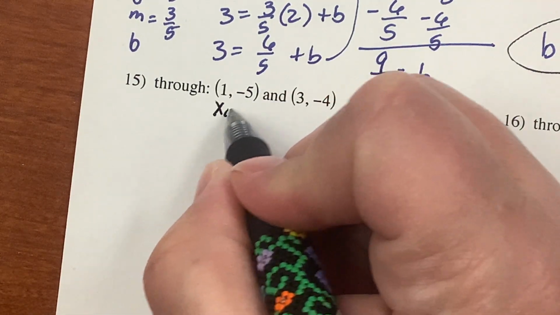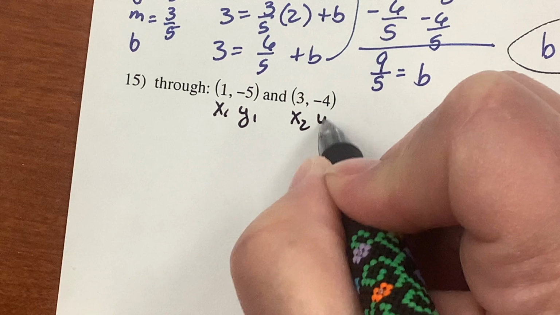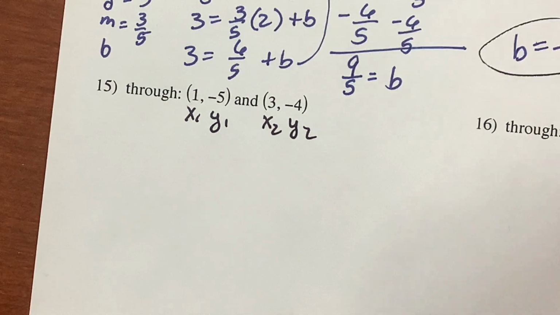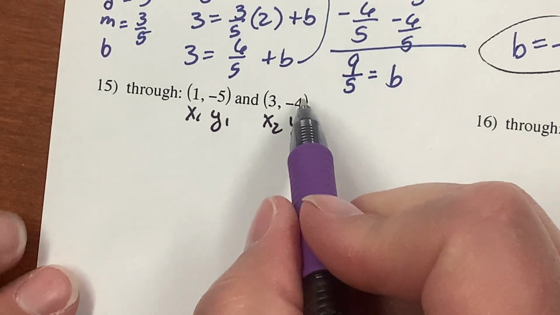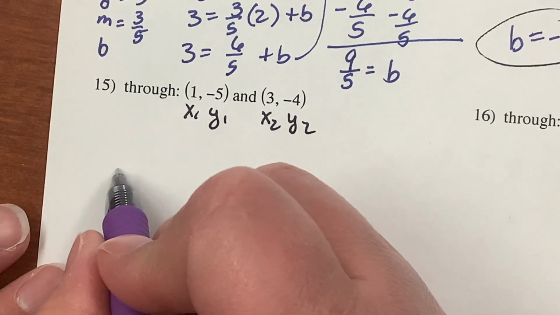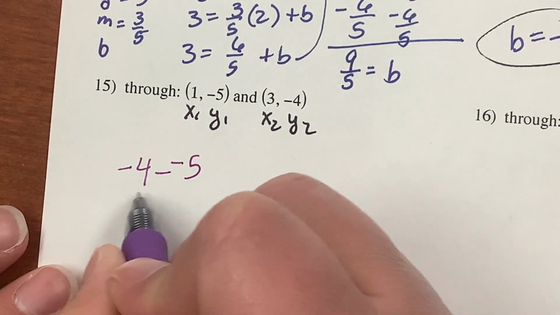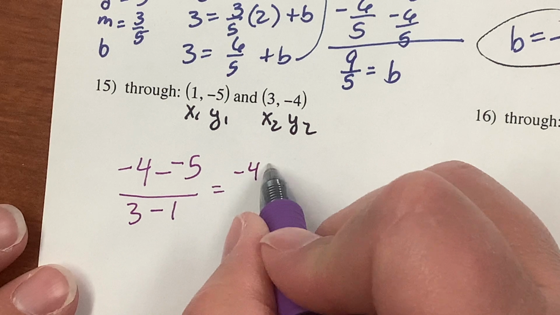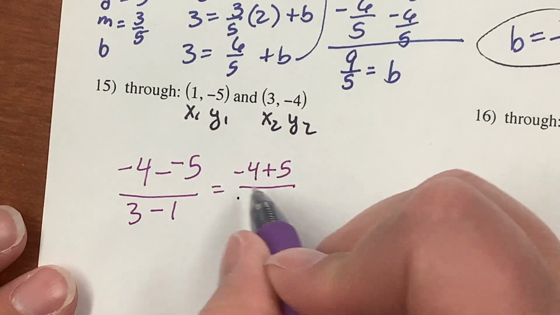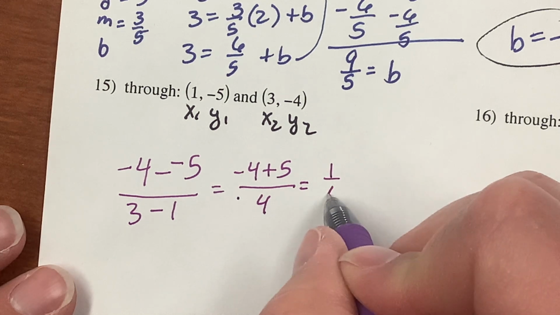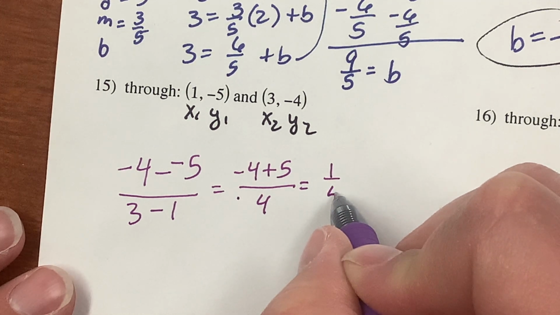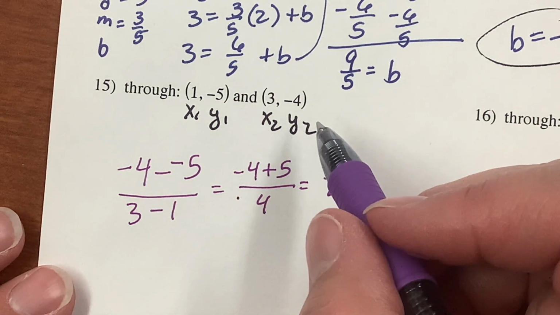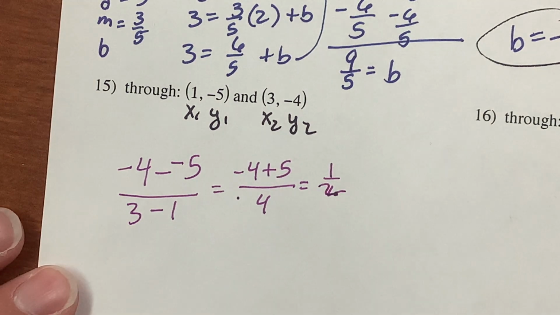Here we go. x1, y1, x2, y2. -4 minus -5 over 3 minus 1. -4 plus 5 over 3 minus 1 is 4. 1/4. Wait a second. 3 minus 1 is 2, Bono. It's 1/2. What am I doing?